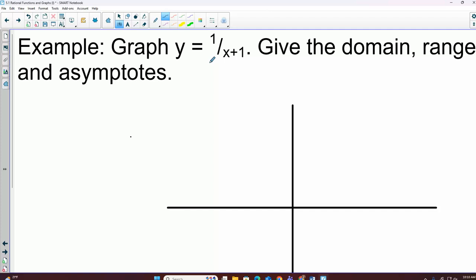So if I said y equals 1 over x plus 1, we could use transformations, couldn't we? We just graphed 1 over x a minute ago. What does a plus 1 do? So 1 over x, it's like (1, 1), (2, 1/2), (1/2, 2). And the same, the negatives: (-1, -1), (-2, -1/2), (-1/2, -2).